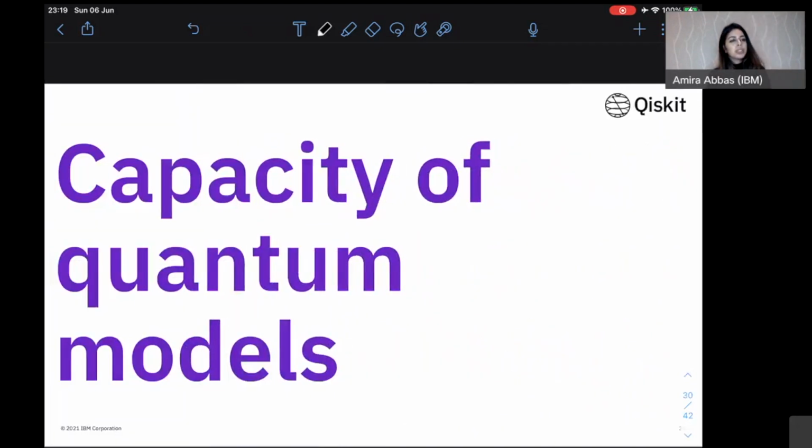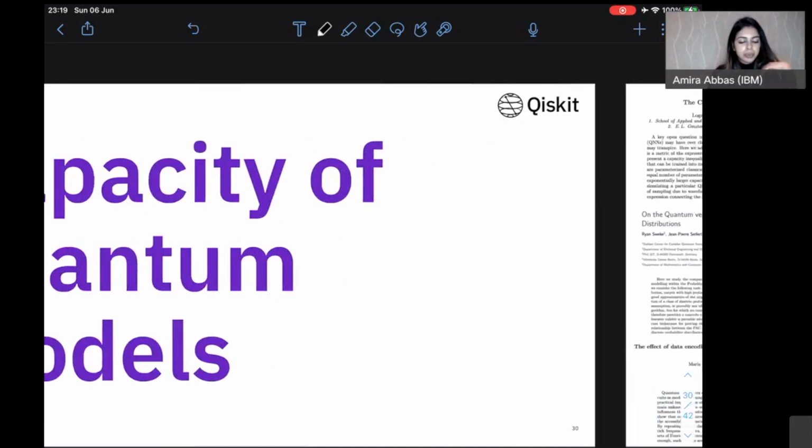Okay, so now how can we think about the capacity of quantum models? Since the capacity question is still kind of open in classical machine learning literature, is there anything that we can borrow from there and extend to quantum models to help us understand how expressive they are, or how many different types of functions our quantum models can express?